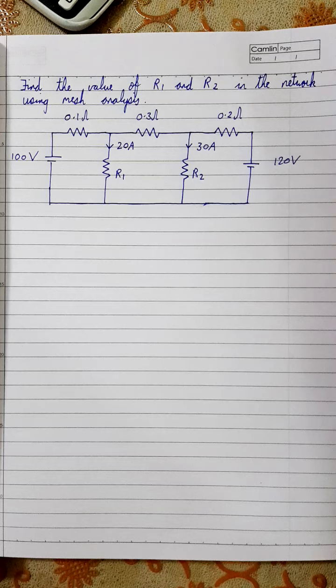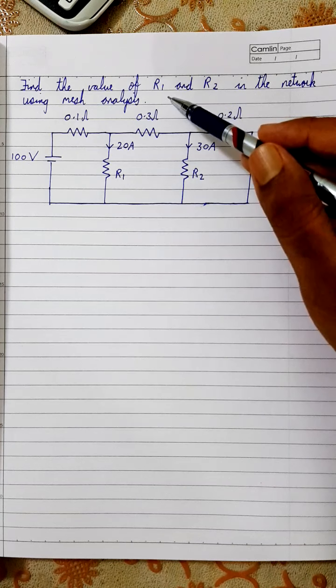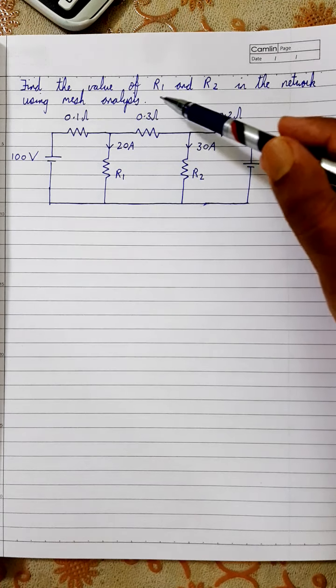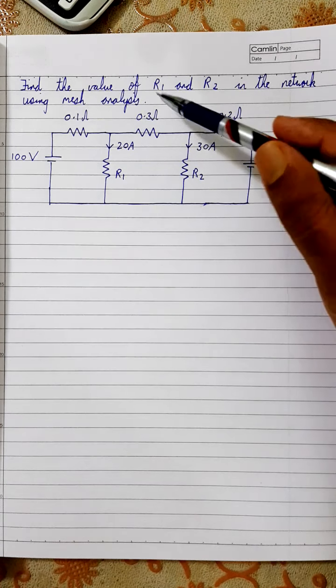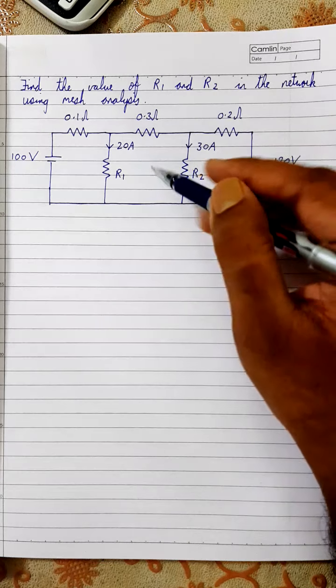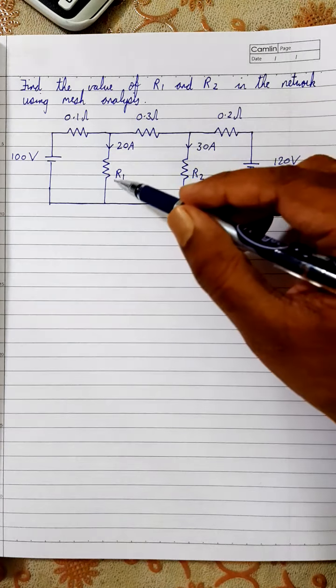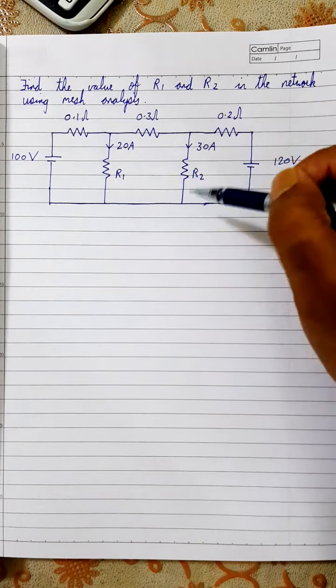Here they're asking us to find the value of the resistors using mesh analysis. Find the value of R1 and R2 in the network using mesh analysis. So here you can see that there is a resistor R1 and here resistor R2. So using mesh analysis, find R1 and R2. That is the question they have asked.